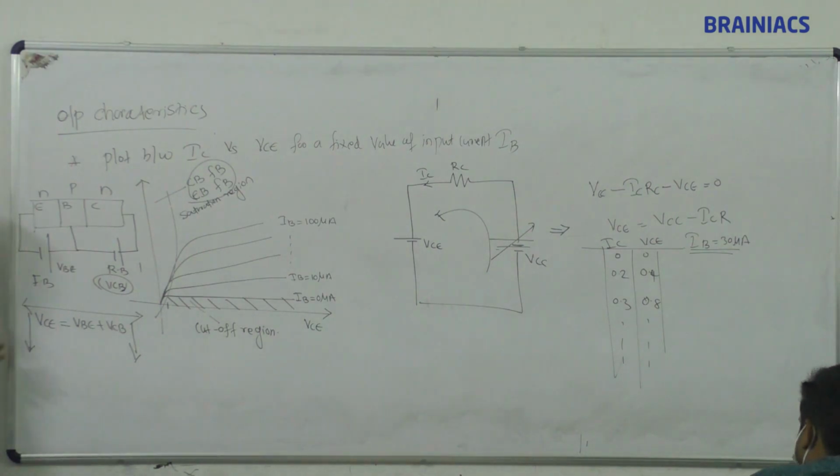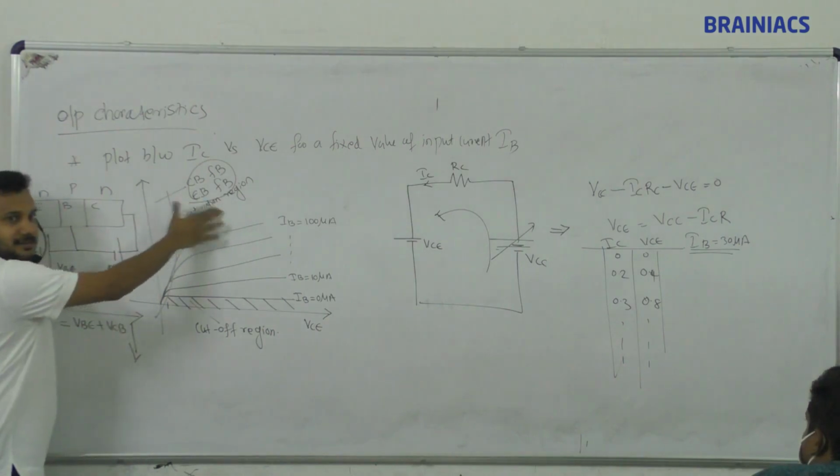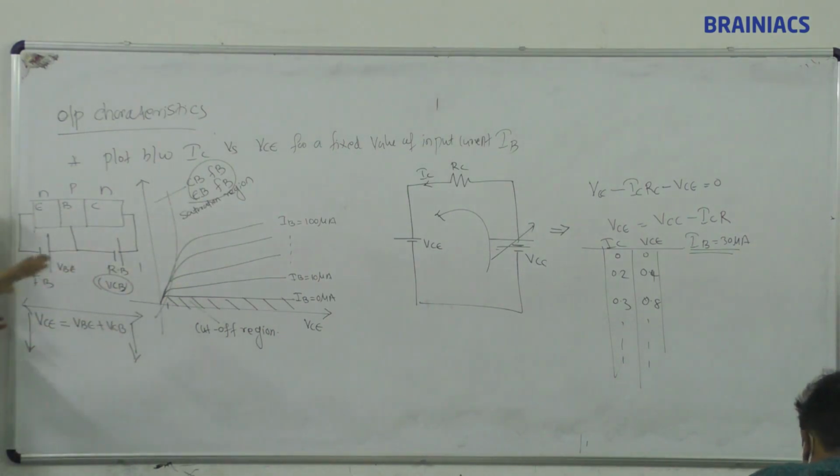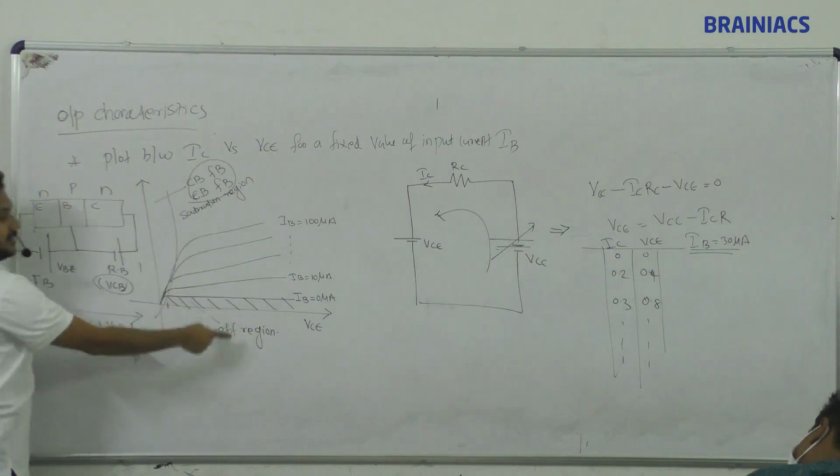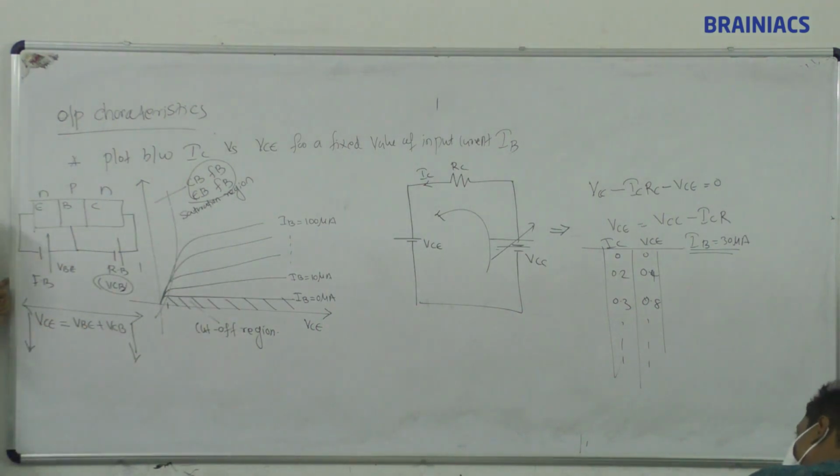Beyond that I cannot afford. So similarly, saturated. Transistor cannot do anything. Transistor maximum reached. So saturation region, cutoff region. Cutoff is what? Transistor is off.